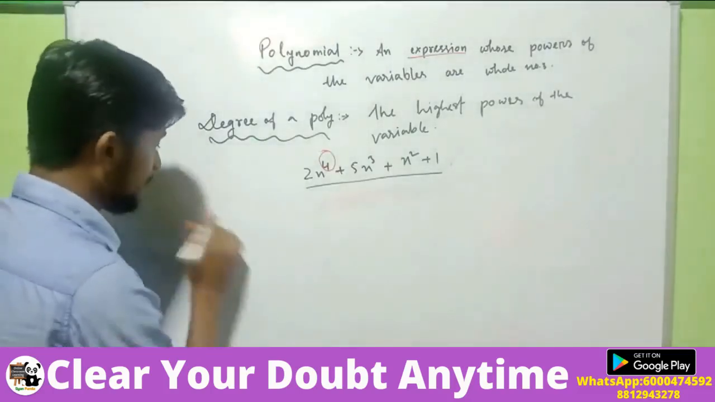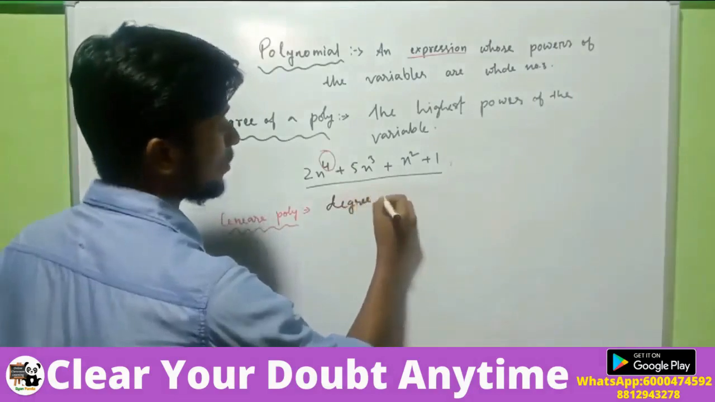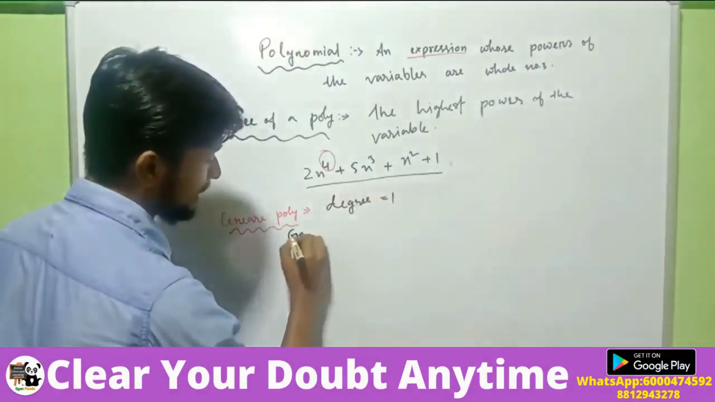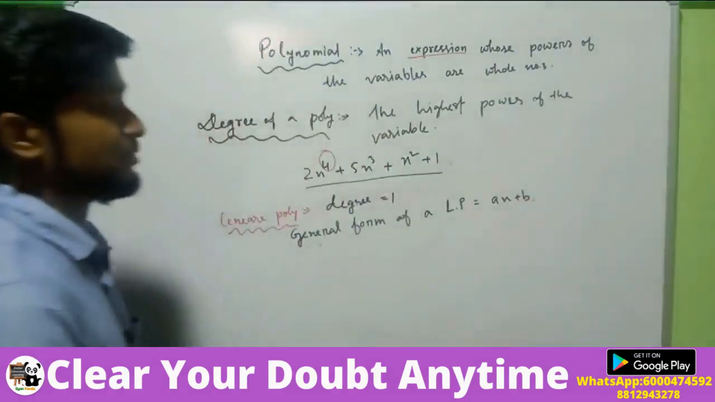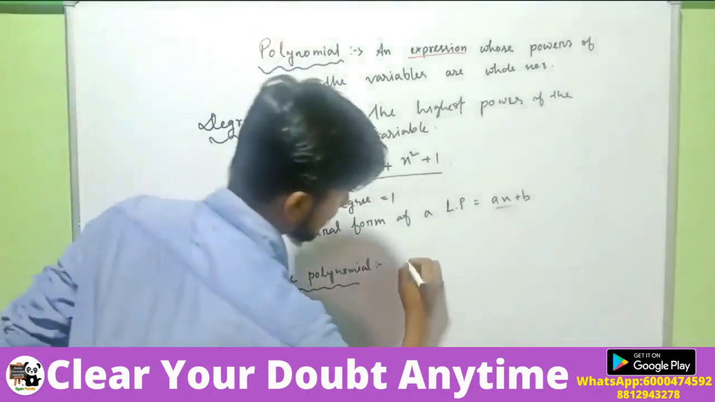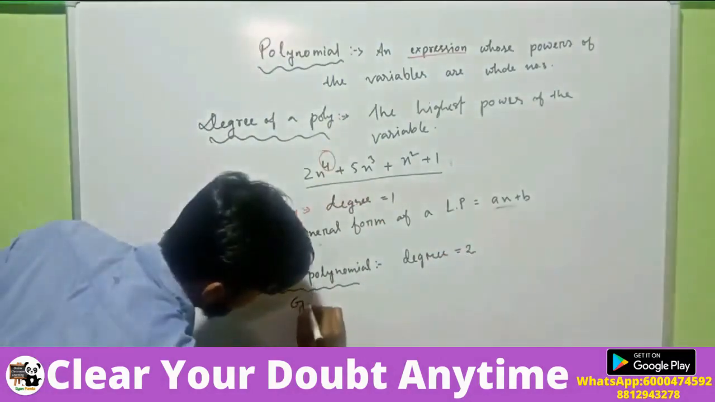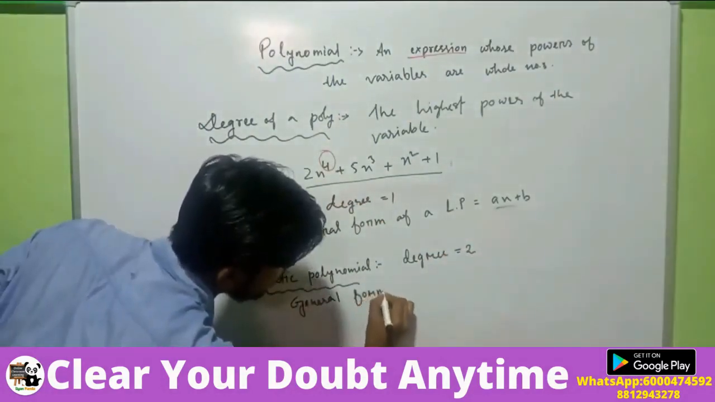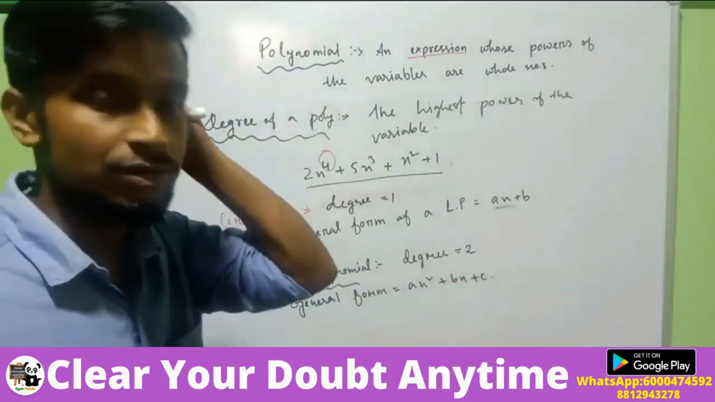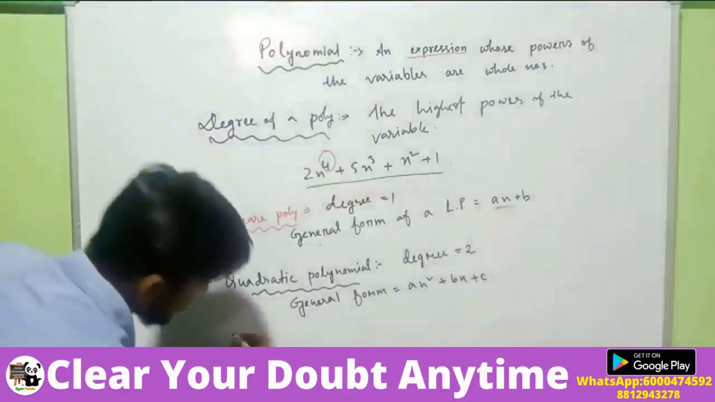Now what is a linear polynomial? A polynomial whose degree is 1 is called a linear polynomial, and the general form of a linear polynomial is ax plus b. What is a quadratic polynomial? A polynomial having degree 2 is called a quadratic polynomial. The general form of a quadratic polynomial is ax square plus bx plus c, where a, b, c are any constants and x is a variable. Then what is a cubic polynomial?